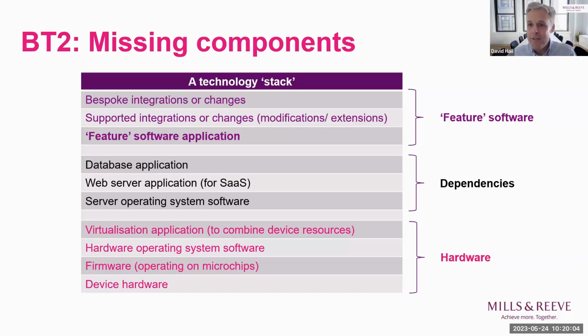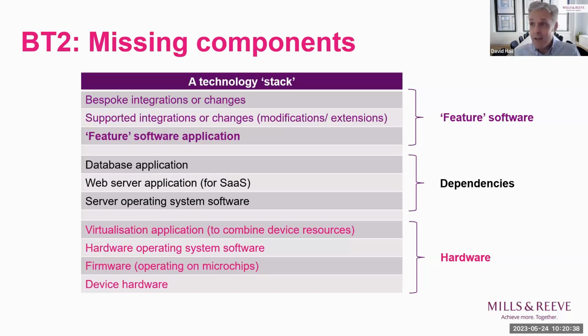Why am I raising this as a bear trap? It's because so often I find that the buyer's attention is focused on this top layer, feature software. It's the new shiny bit. And the buyer forgets to look down below for the dependencies and the hardware. And they also forget to look above. So just look for a moment in the left-hand part of the table, the more detailed part of it. I've put feature software application in bold, and it's the bottom layer. It's one of 3 items.